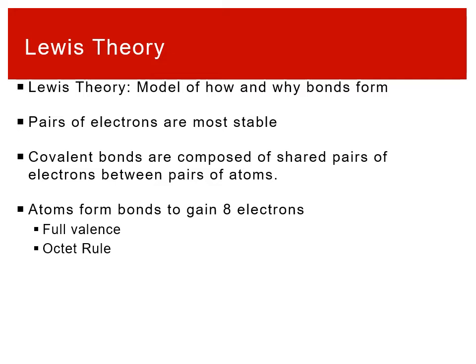We've talked about atoms. We know how to characterize the types of bonds. So what about why do bonds form? If two atoms are going to form a bond, what's it going to look like? And so Lewis theory gives us kind of an underlying model of what goes into that.